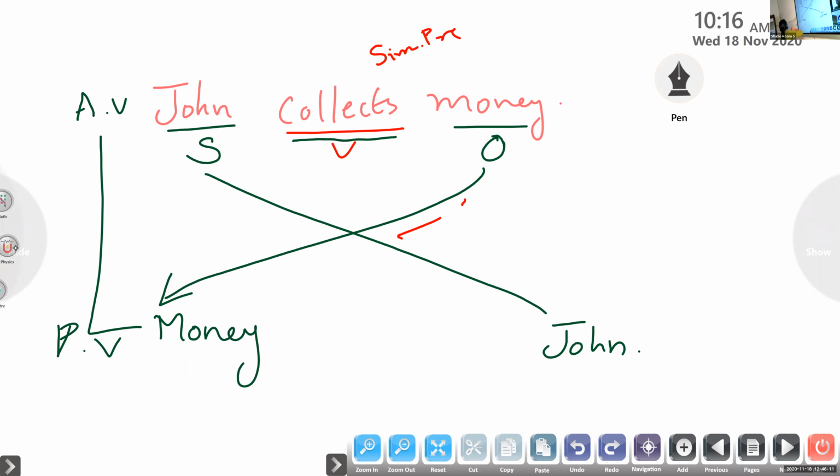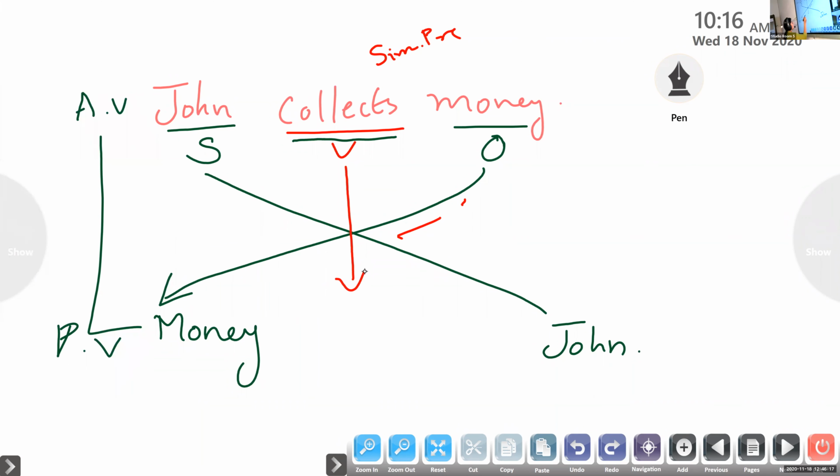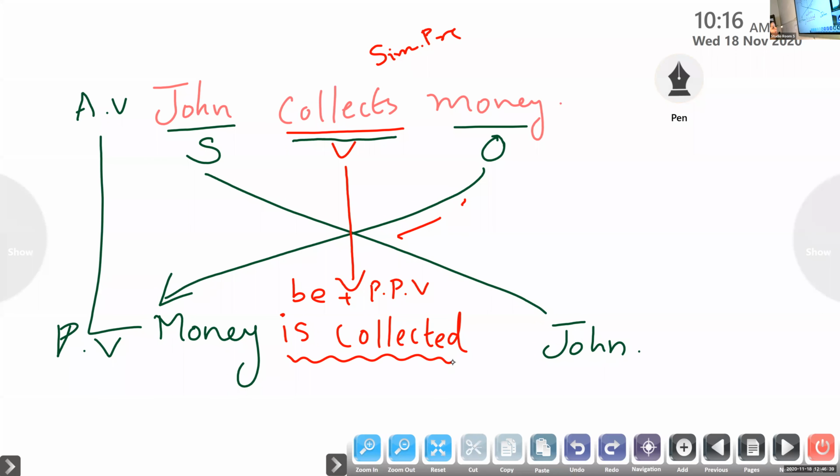Let me take another color here. So I am going to change the verb into the form of be plus past participle form of the verb. So money is. Now collects. What is the past participle form of the verb collects? Collected. Very good. Be form plus past participle form of the verb. Clear? So money is collected.